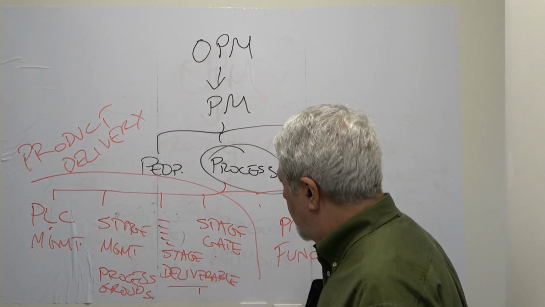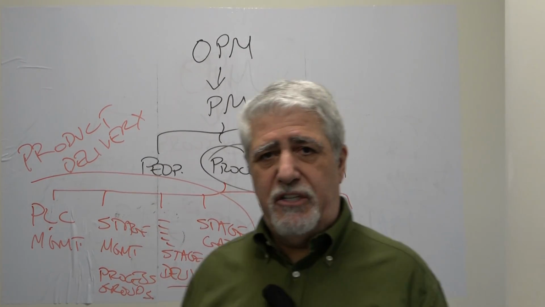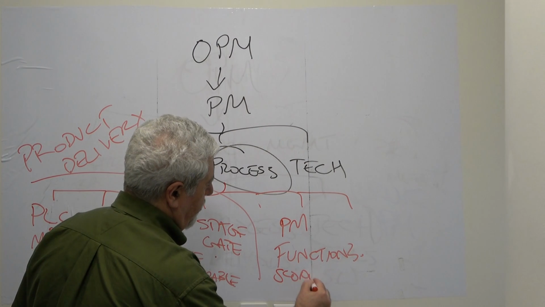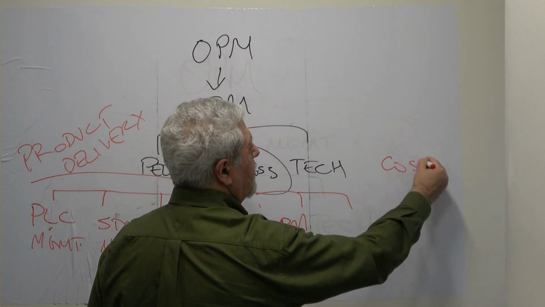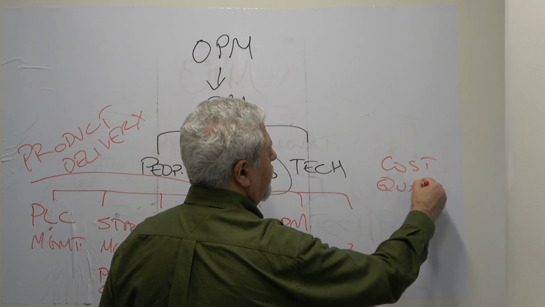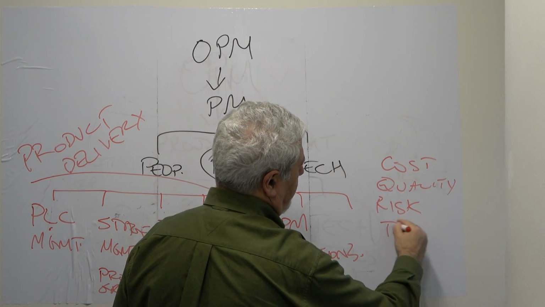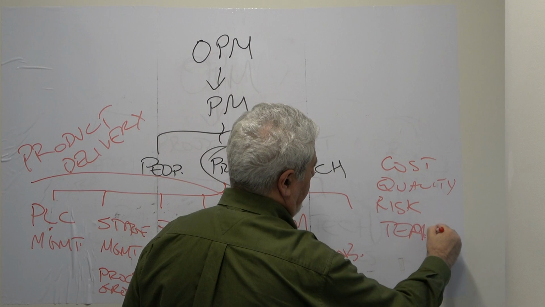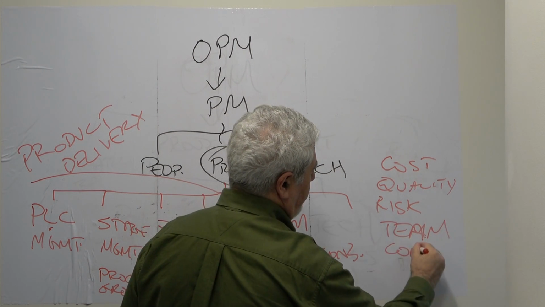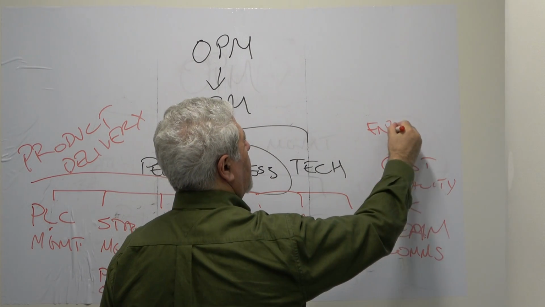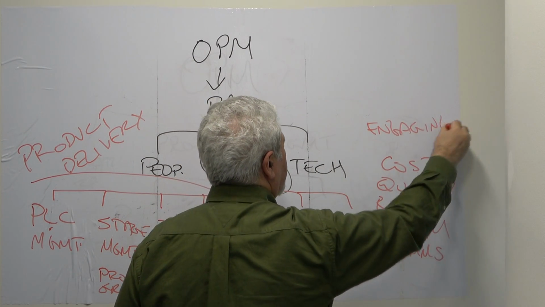But in order to manage that, we also need to manage functions. Now, what do we mean by function? Scope, cost, quality, risk, team, communication, engaging stakeholders.